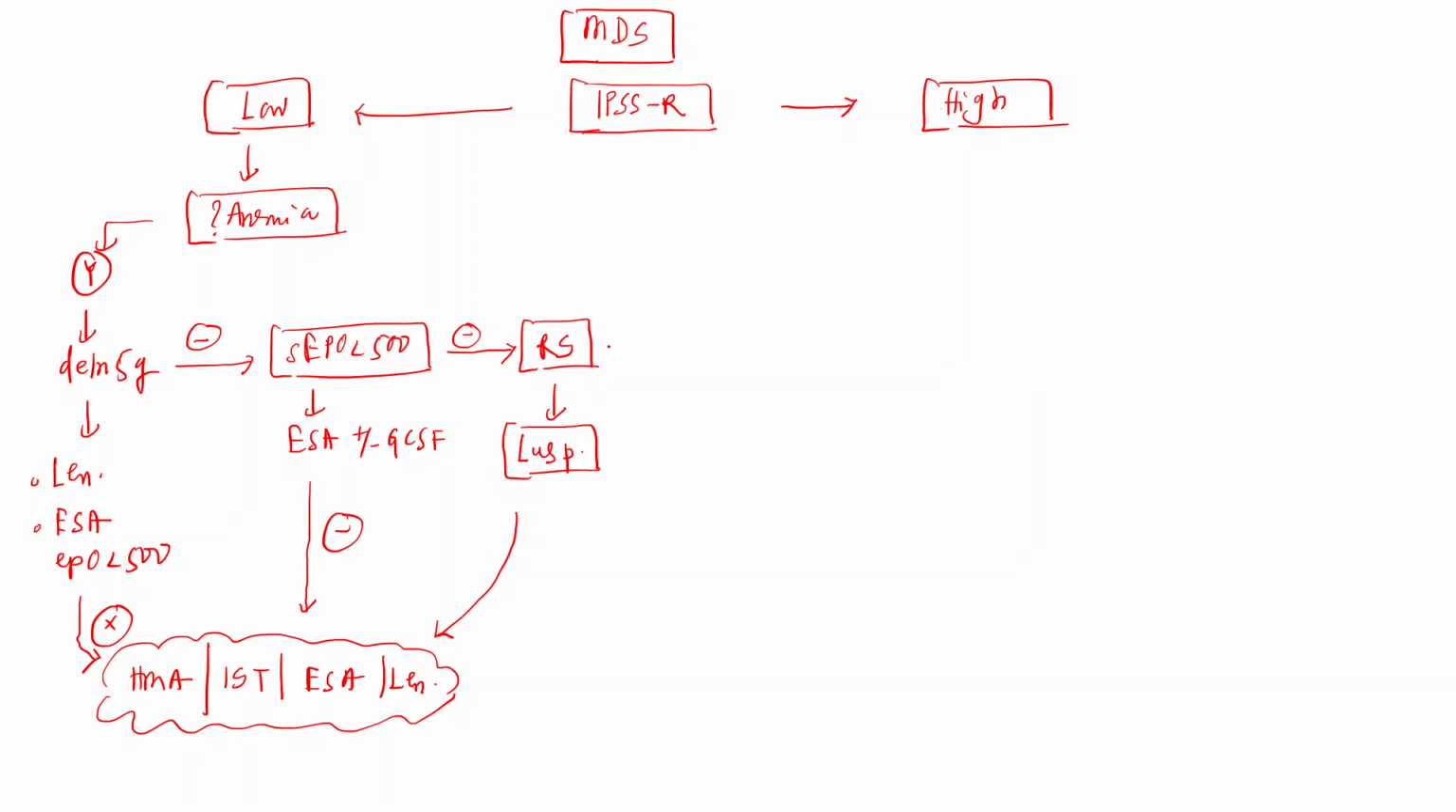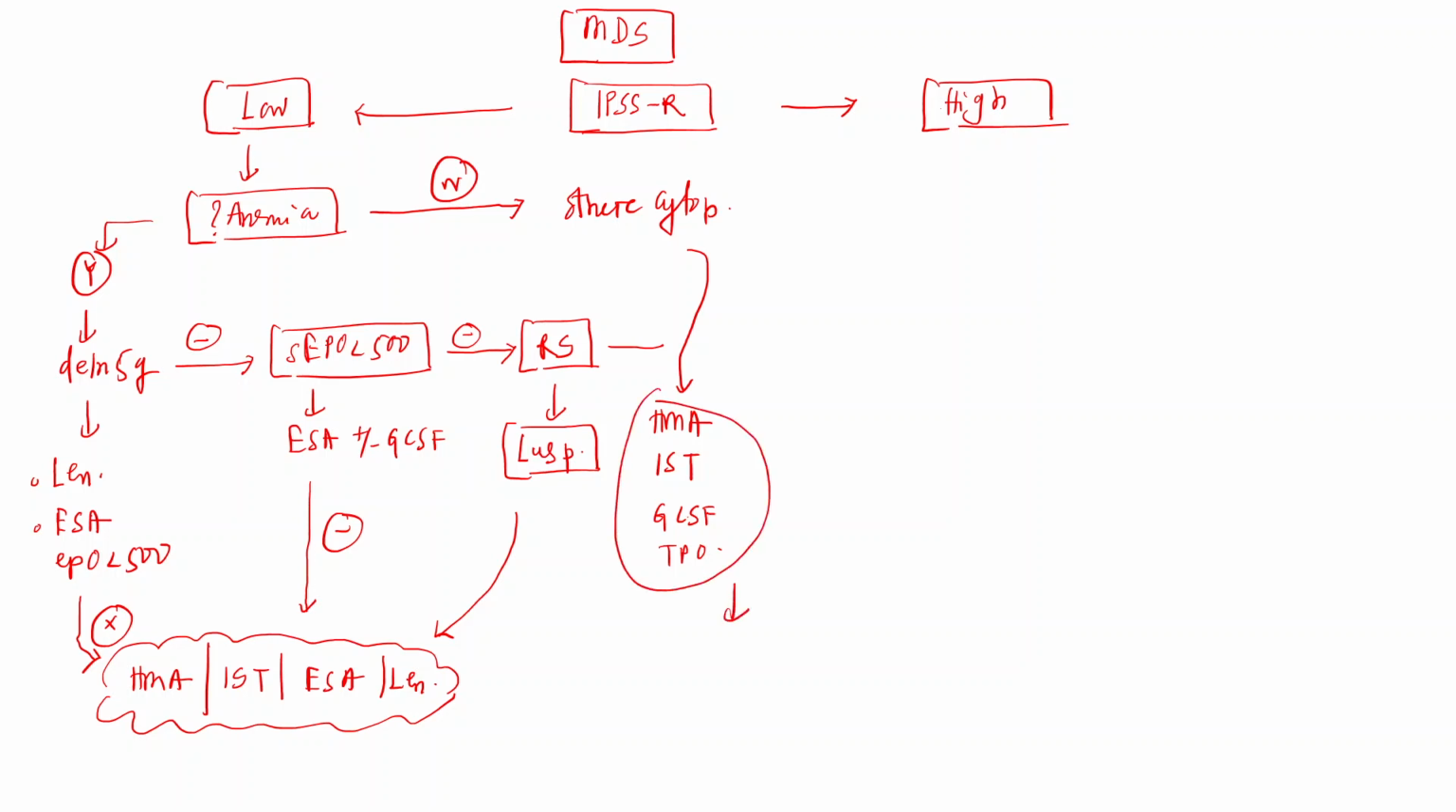If the patient doesn't have any of this, you have to go for HMA or immunosuppressive therapy if there is hypocellular marrow. Trial of GCSF, trial of TPO agonist, if the patient has other cytopenias. Okay. Apart from anemia, if the patient has other cytopenias, you can give a trial of GCSF and TPO. And if this fails, of course, you have only the option of allogenic hematopoietic stem cell transplantation.